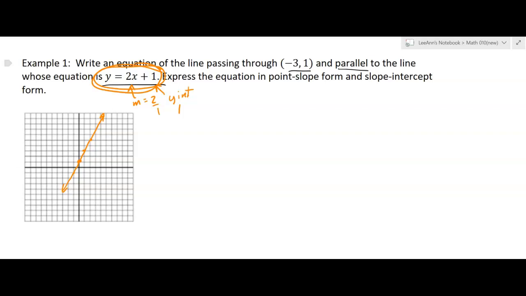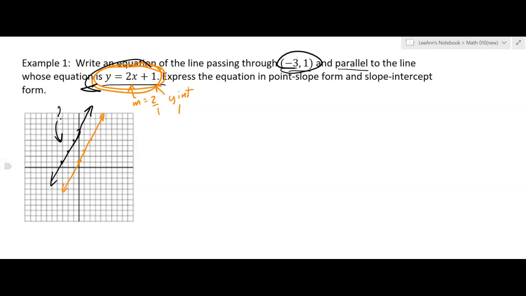That is the line. Now we're trying to find the equation of a line that's parallel to this, but goes through (-3, 1). So where's (-3, 1)? -1, 2, 3, 1. It's right there. And if it has the same slope, it would go up 2 and over 1. Anyway, that's a picture of what's going on. We're trying to find the equation of that line.